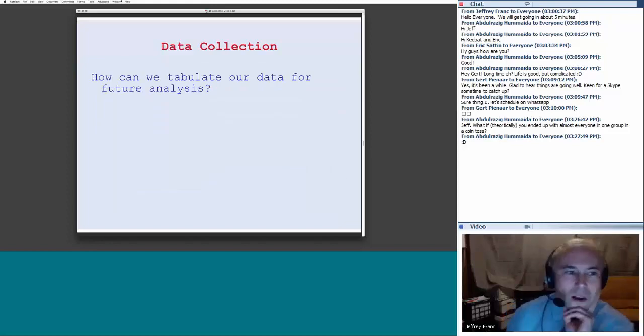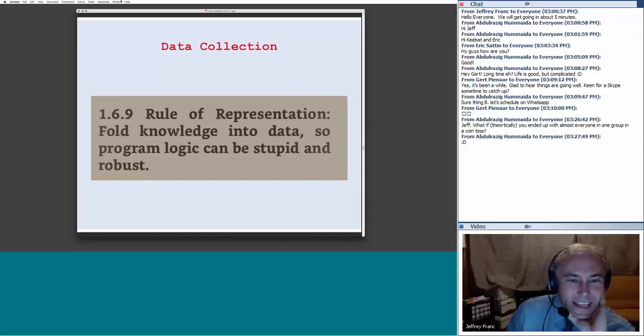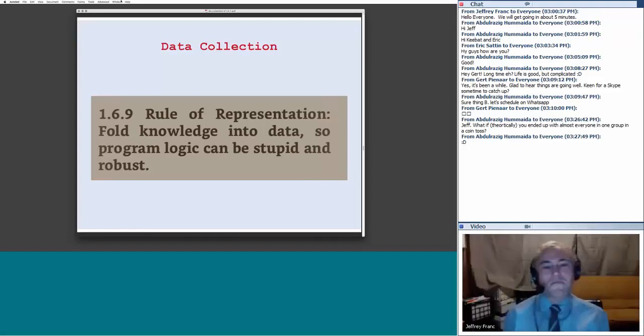So I suggest right at the outset, before you start tabulating your data in any way, think about how you are going to analyze it later. So how can we tabulate our data? This is not my quote, but it's a rule that computer programmers use when deciding what's program logic and what is data. It's called the rule of representation, that says, fold the knowledge into the data so that the program logic can be stupid and robust. And this is the same thing for statistics.